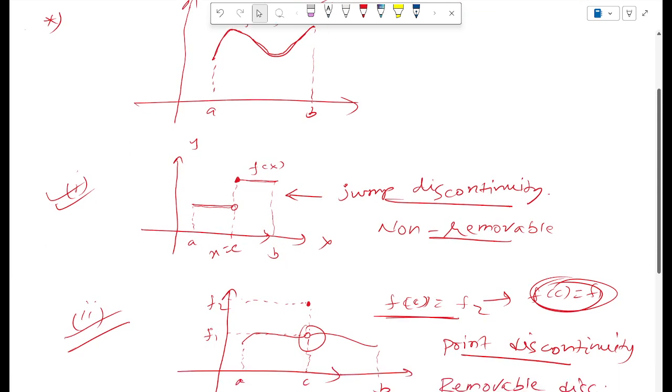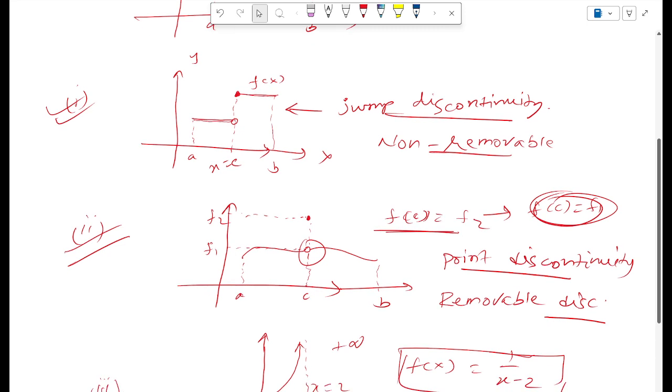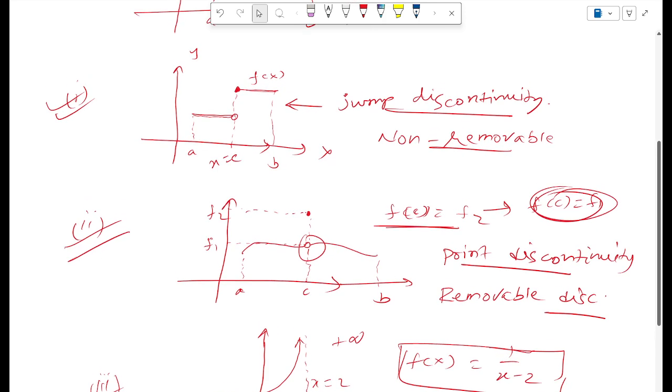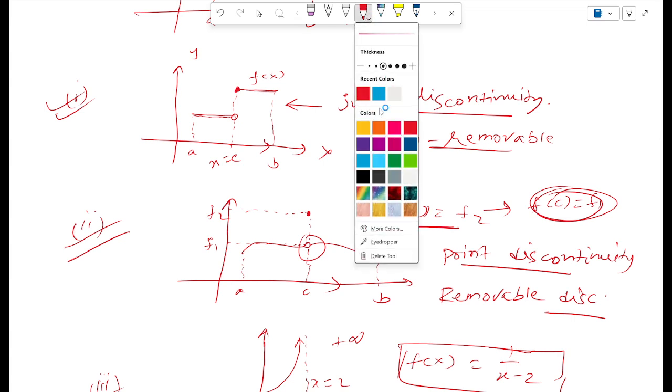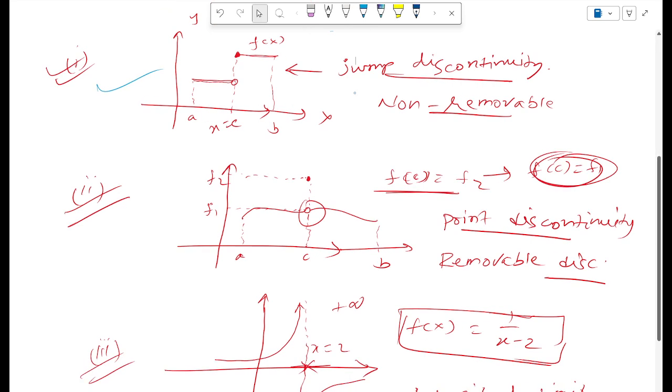And if that does not happen, if we have to lift the pen to draw the graph in the interval once or more than once, then that kind of function is called a discontinuous function. And discontinuous functions are of several types. First was jump discontinuity that I explained here. Let me change color. Okay. Second was point discontinuity. Point discontinuity means one or many points of the function are defined separately or missing.